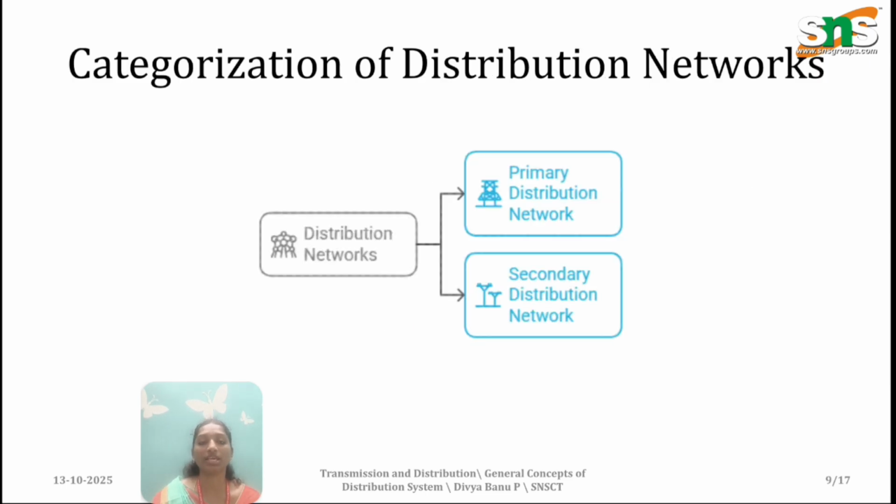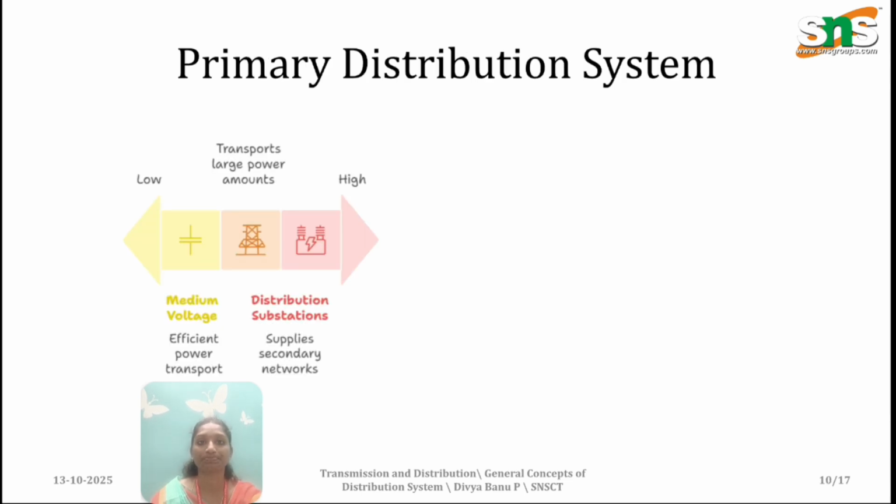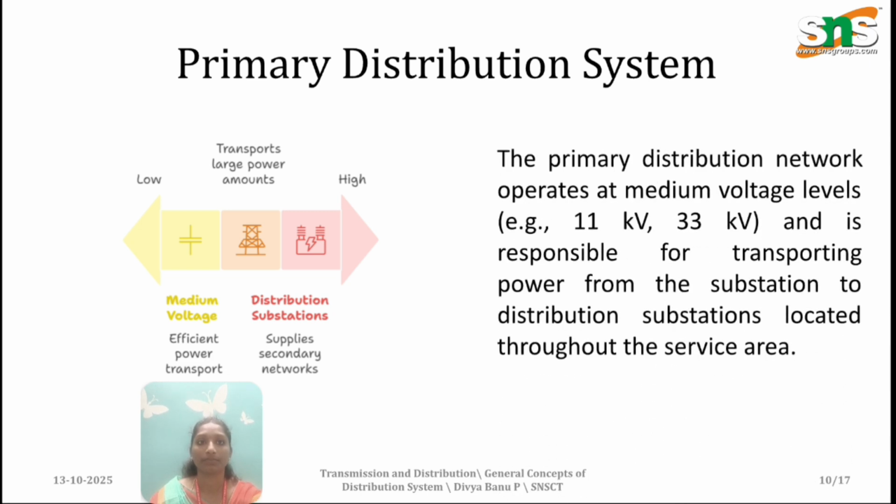So categorizing distribution networks, it is of two types as I have already said: primary distribution and secondary distribution. Primary distribution operates at medium voltage levels, for example 11 kV or 33 kV, and this is responsible for transporting power from the substation to the distribution.